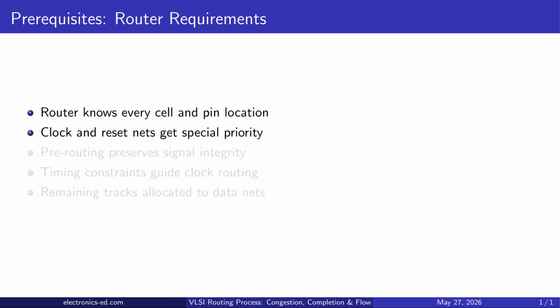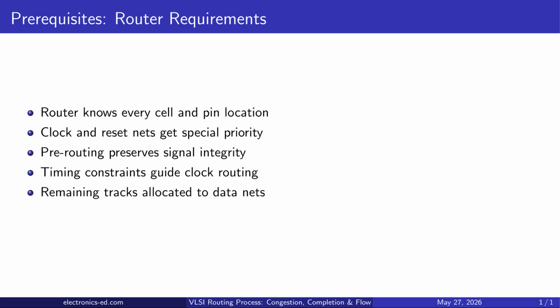Clock and reset nets get special priority during routing. Pre-routing those critical nets preserves signal integrity. Timing constraints also guide how the clock tree is routed. After that, the remaining tracks are allocated to data nets.